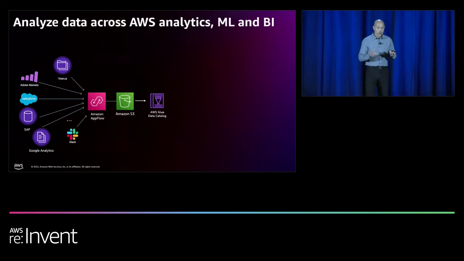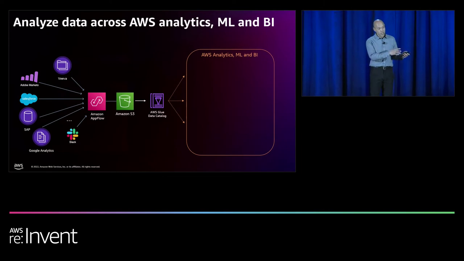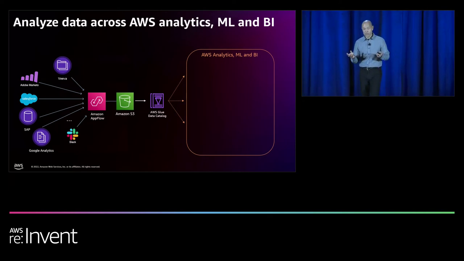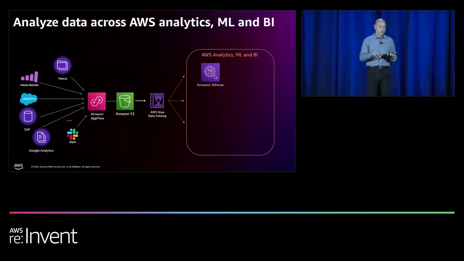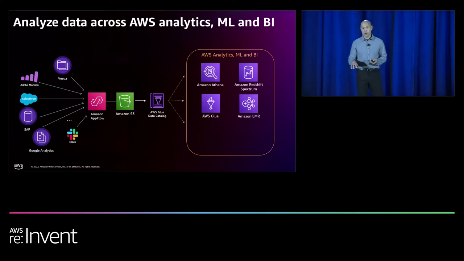So with this level of integration, it allows you to quite seamlessly take your data from all the different connectors that we support, bring it into a data lake or a data warehouse, and share that with AWS Analytics, Machine Learning, and BI. So within several clicks, you can share, govern, analyze, and visualize your data from within Analytics, ML, and BI. Examples are Amazon Athena, AWS Glue, Amazon Redshift Spectrum, Amazon EMR.